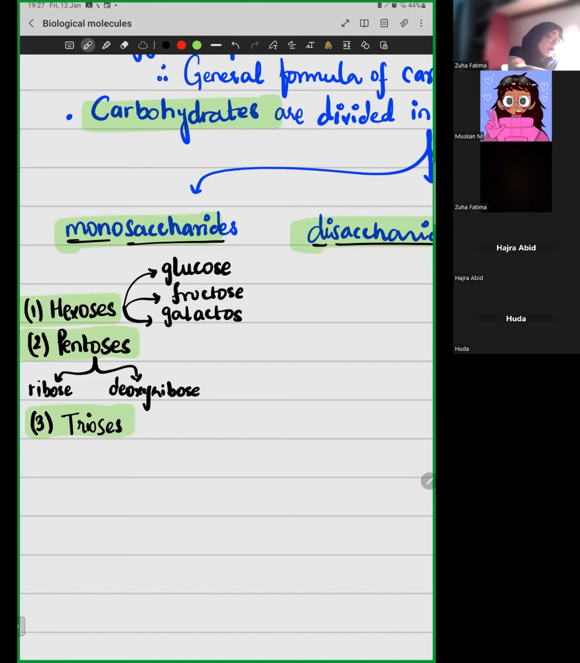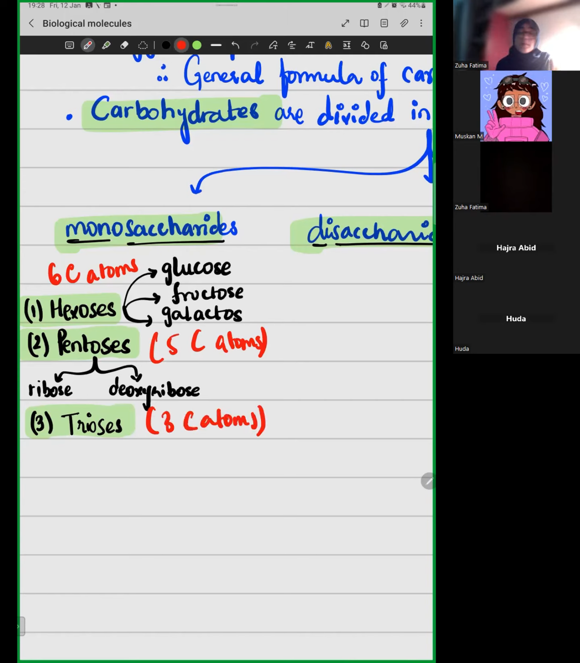So now, how many carbon atoms are present in hexoses? In hexoses, there are 6 carbon atoms present, just like a hexagon has 6 points and 6 sides. Similarly, hexoses are those monosaccharides, that sugar, which has 6 carbon atoms inside it. Now when we talk about pentoses, pentoses have 5 carbon atoms present inside them. And for trioses, there are 3 carbon atoms.